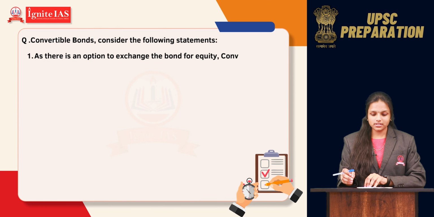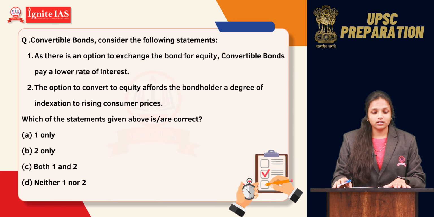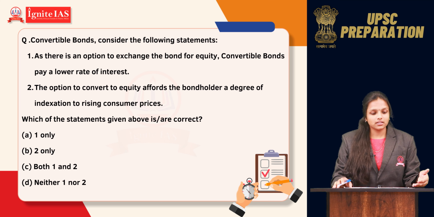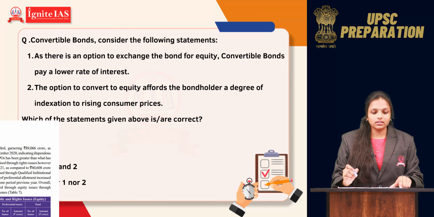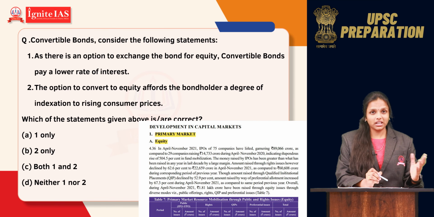Now let us get into the second question. The question is given as follows. On convertible bonds, we have to consider the following statements. As there is an option to exchange bond for equity, convertible bonds pay a lower rate of interest. The option to convert to equity affords the bondholder a degree of indexation to rising consumer prices. So here in this question, they have focused highly on equity and the convertible bonds being related to it.